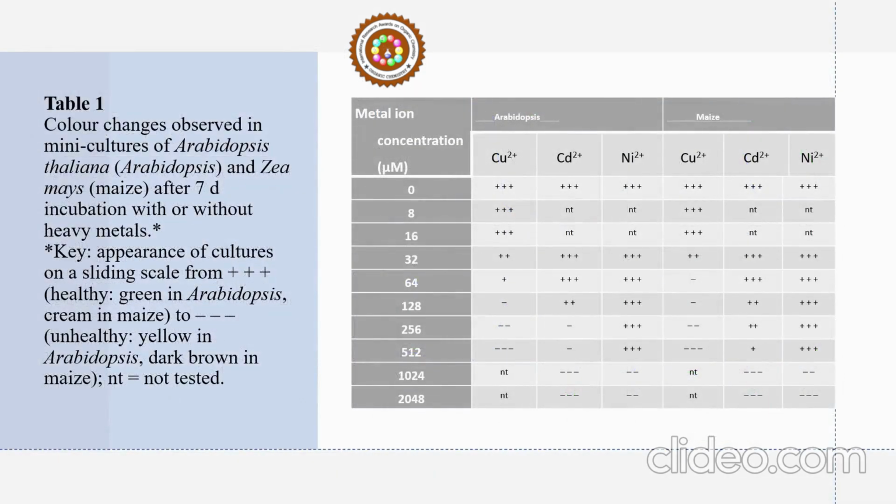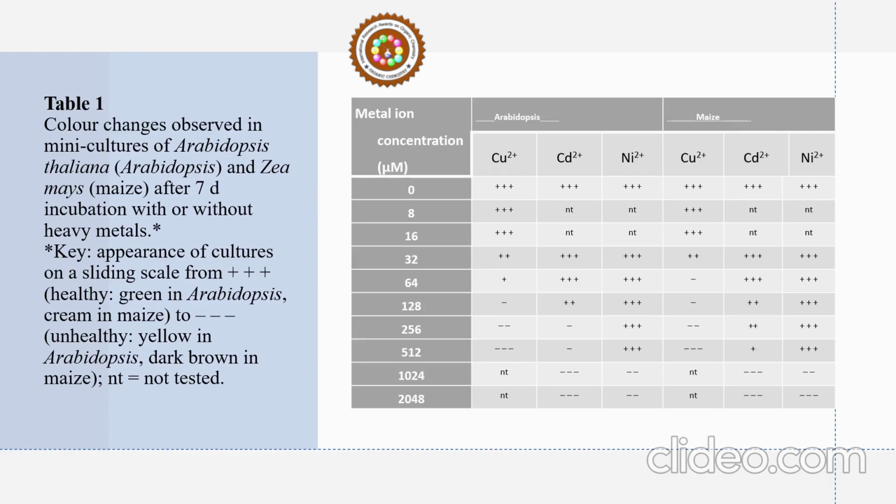And not only that, we have also seen changes in the color of both plant species, Arabidopsis and maize. We know Arabidopsis is naturally green in color, and maize is naturally creamy white as healthy cultures. But with the toxicity of copper, cadmium, and nickel, they are going to change their color. You can see the three positive signs here show the healthy cultures, and going down up to 512 in both Arabidopsis and maize, they are going to show some toxic effect by changing from green to yellow.